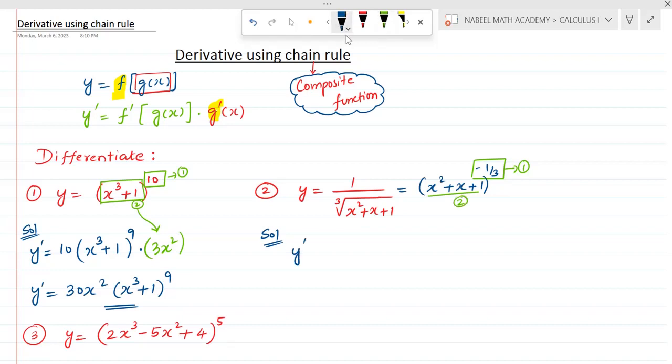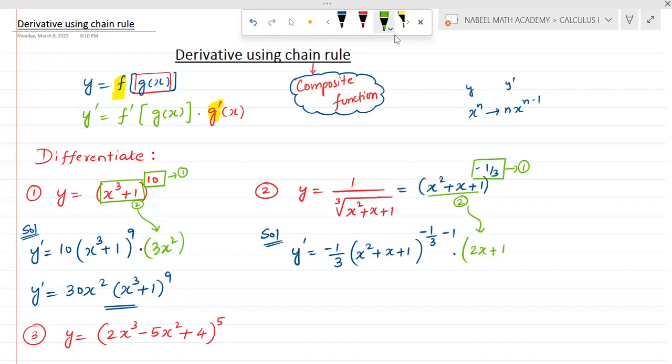Here y prime is equal to minus 1 over 3, times (x square plus x plus 1) to the power minus 1 over 3 minus 1. This is the rule for x power n: n into x power n minus 1. So the same rule we are applying here. This first term is over. Now what about the inside? The second term is given by 2x plus 1. The 1 becomes 0, the constant becomes 0.